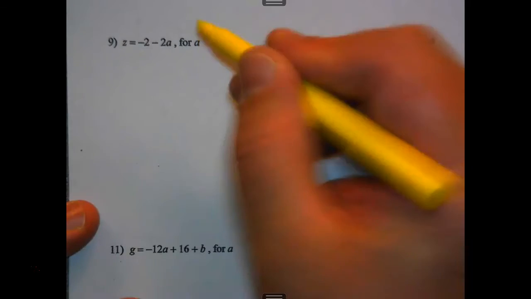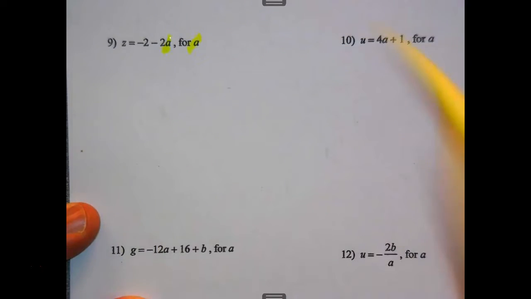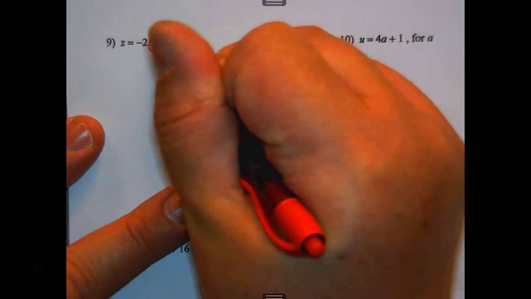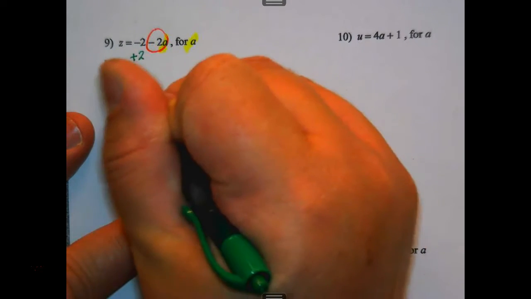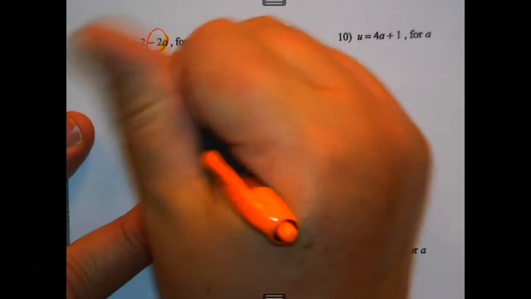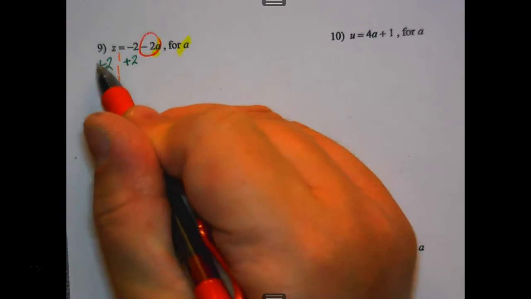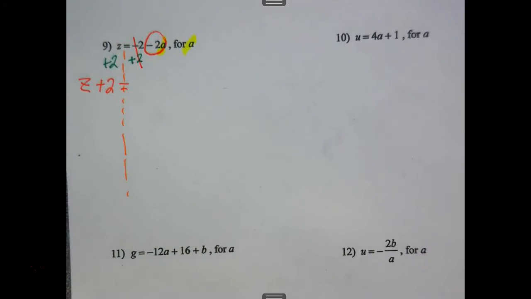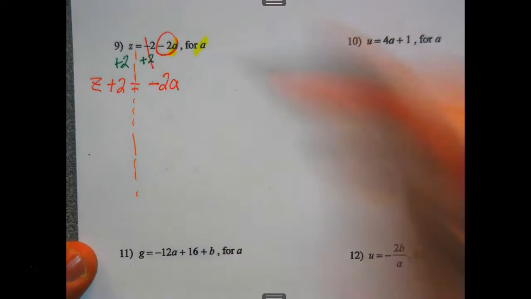Number 9, I have to solve for a. See, it's in this term, so I have to get this term by itself. So the opposite of -2 is +2. So I get z plus 2. These two add up to 0. Plus 2. I get -2a.